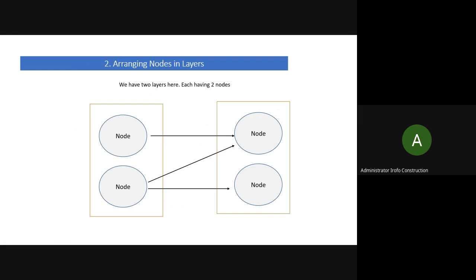So these are some things that you should know. You should be able to differentiate between nodes, and you should also be able to differentiate between layers. Layers just group nodes together. So you should just know this well.